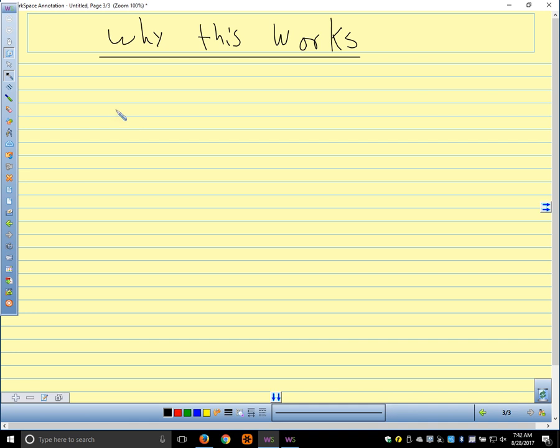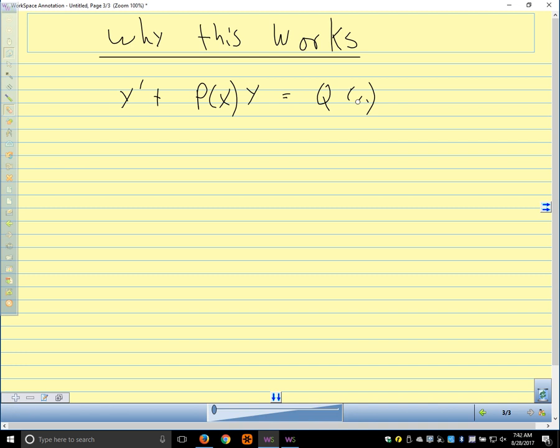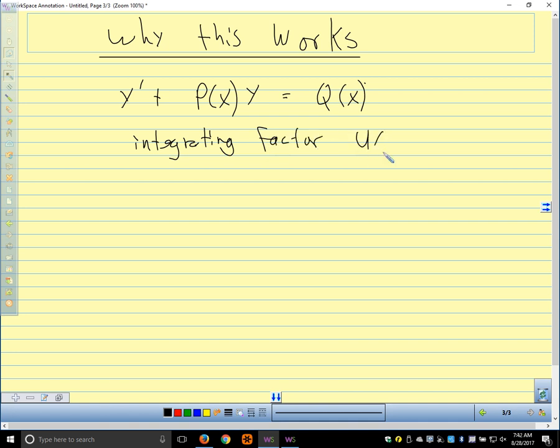All right, so we're starting with y prime plus p of x y equals q of x. That's our first order linear differential equation. Our integrating factor, u of x, is e to the integral of p of x dx. Now what we do with this integrating factor is multiply the entire equation by it.